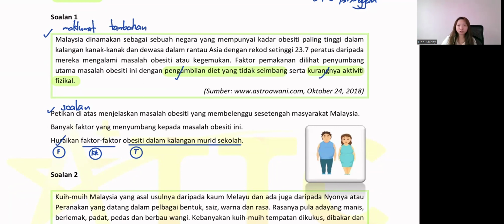Teacher, is it compulsory to do so? Yes, if there's any given point. But sometimes they really don't have anything relevant to your kata kunci, then you may just ignore. But if there is any given, it's compulsory for you to include. Okay? So remember that. That's the reason why there is a maklumat tambahan and the usage of it.